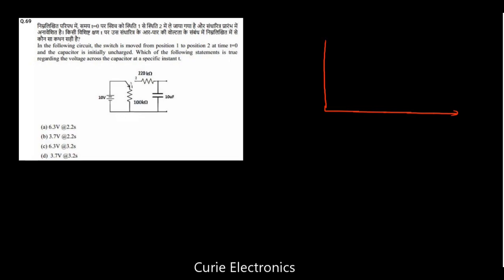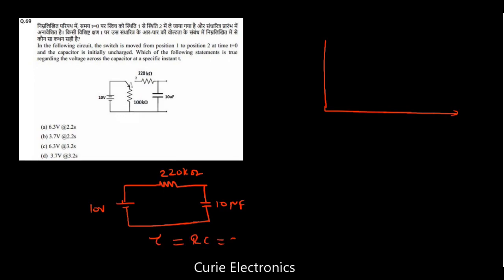Now, when the switch is at position 2, how does the circuit look? The circuit simplifies like this: one 10 volt source is connected, and there's a 220 kilo ohm resistor and a 10 microfarad capacitor. Now what is the time constant? That is tau equal to RC. 220 kilo ohm, 10 to the power 3, multiplied by 10 microfarad, 10 to the power minus 6.